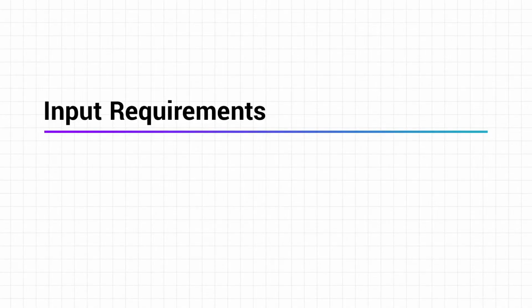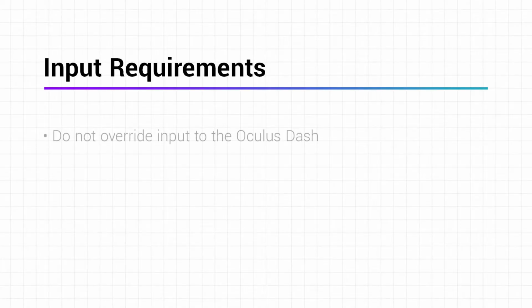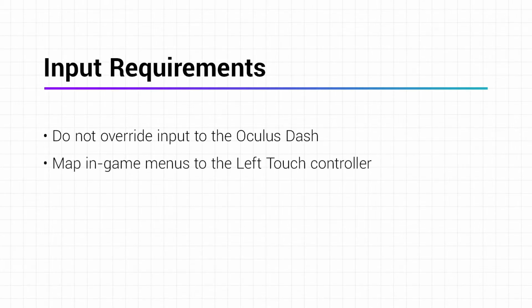Input requirements. The input section lists a few requirements that help create consistent input behavior in the Oculus ecosystem. There are specific buttons and interactions that are only meant to control the Oculus Dash. We are not allowed to override these inputs. For example, users should always have the ability to step out of an application to interact with the Oculus menus. So the menu button on the right touch controller can only be used for this purpose. In-game menus will need to be mapped to the left touch controller's menu button.